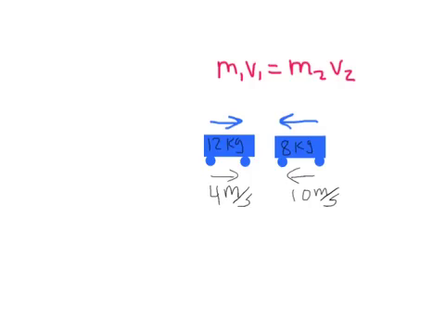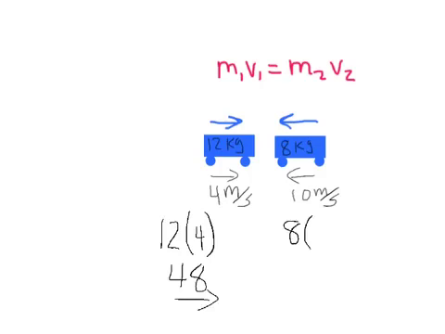Okay, and what we need to do in this case is first find the momentum of this object. We'll say mass times velocity, which is 12 times 4. That gives us 48 units of momentum for the first object, which is going in this direction. And we have 8 times 10 meters per second, which gives us 80 units of momentum going the opposite way.